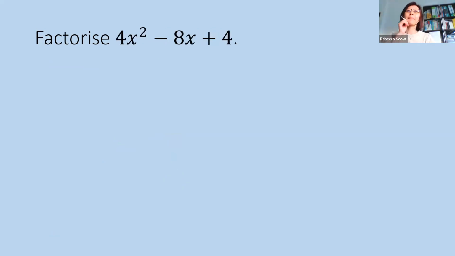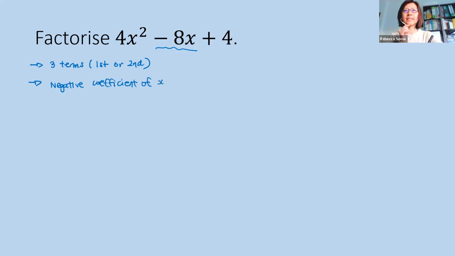Fourth question. 3 terms we have, yes. And so that brings us to either the first or the second identity. Moving on, we will also see that the middle term, or rather the x coefficient, is negative. Negative coefficient of x.